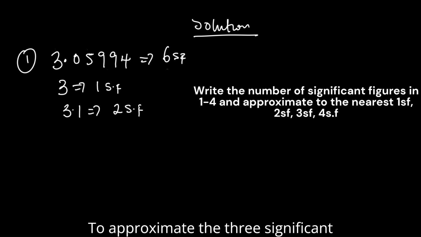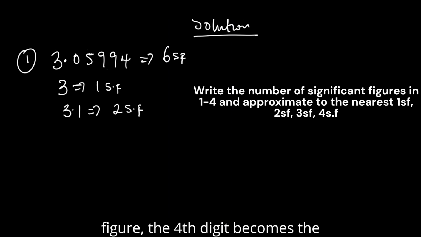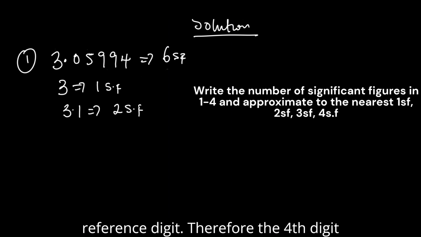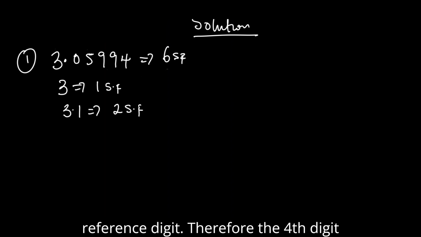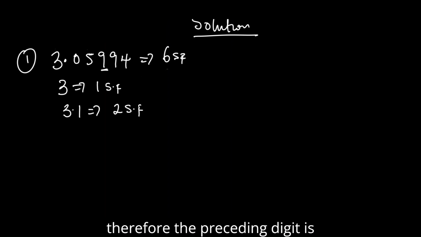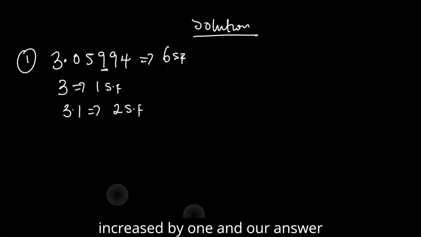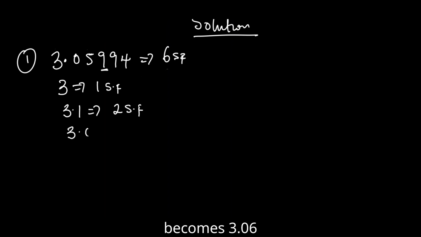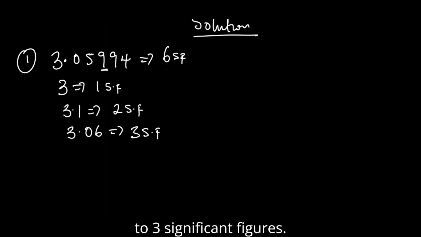To approximate to three significant figures, the fourth digit becomes the reference digit. Therefore, the fourth digit is 9. 9 is a round-up digit. Therefore, the preceding digit is increased by 1, and our answer becomes 3.06 to three significant figures.